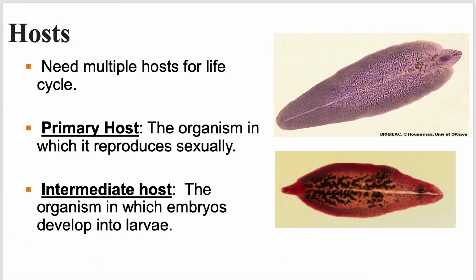Right? So they will need multiple hosts throughout their life cycle. They have a primary host, which is where the organism will reproduce sexually, and then an intermediate host, where the embryos develop into larvae. Like the last example, we had a sheep and a snail as our 2 different hosts. So they're always going to have a primary and an intermediate host. Right?